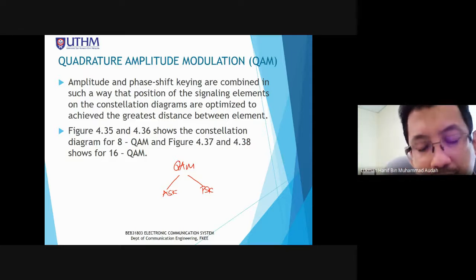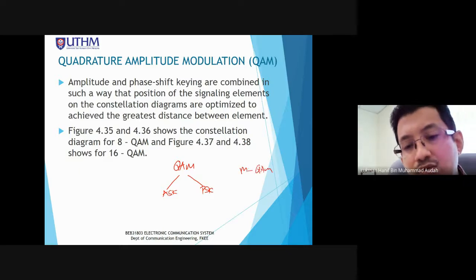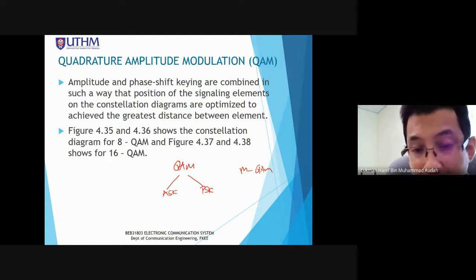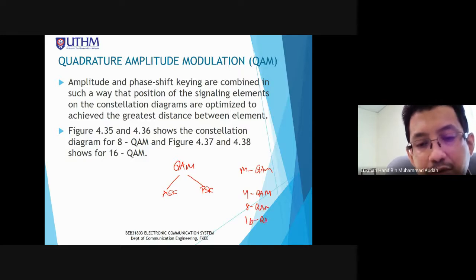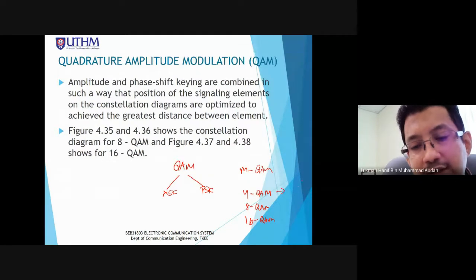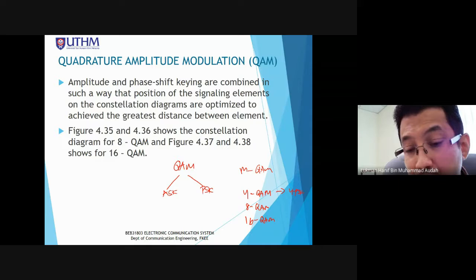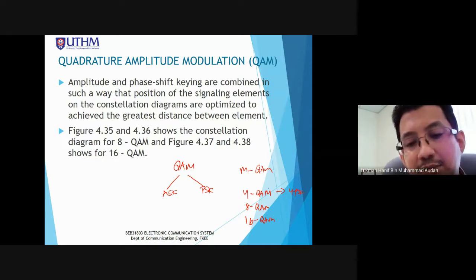Okay, so QAM, again QAM kita ada MQAM. QAM ini biasanya 2 bit ke atas. Dia bukan 1 bit. QAM ini dikategorikan sebagai high level modulations. Kita ada 4 QAM, kita ada 8 QAM, 16 QAM dan seterusnya. Dan kalau you baca dalam literature books, 4 QAM sebenarnya sama dengan 4 PSK ataupun QPSK. Dia adalah perkara yang sama.